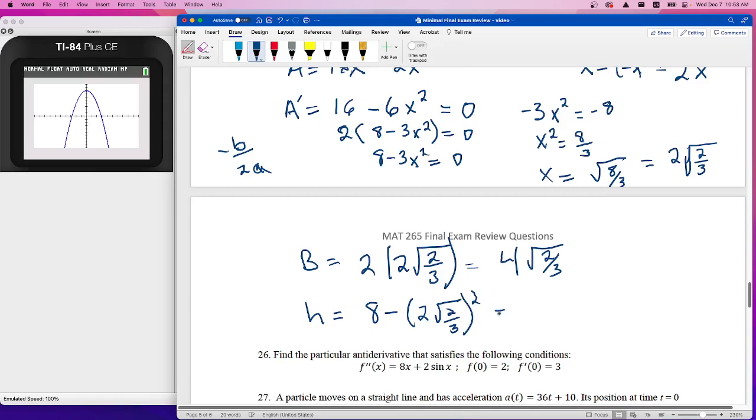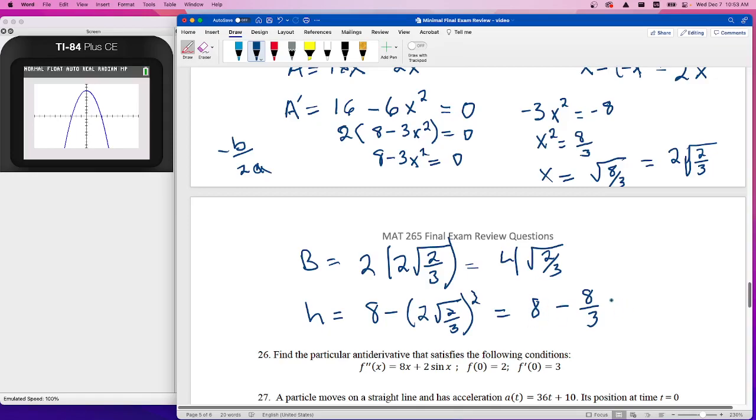squared. It's going to be 8. When you square this, you're going to get 4 here. The square root comes off here. 4 times 2 is going to be 8/3. Comes back. Makes sense. We had square root of 8/3 there. Just got to think of it that way.